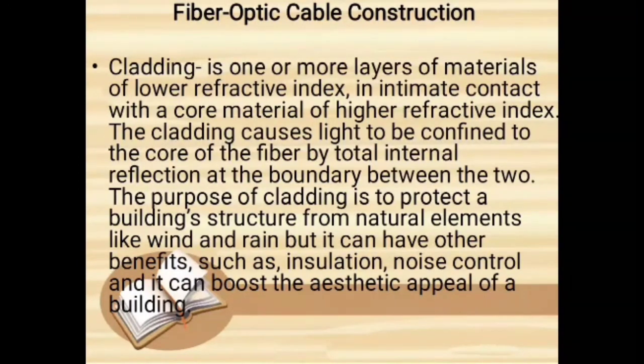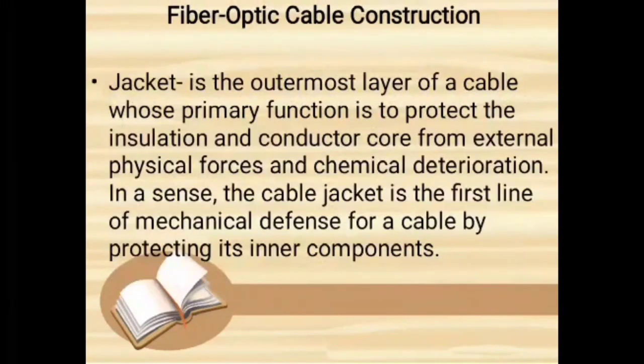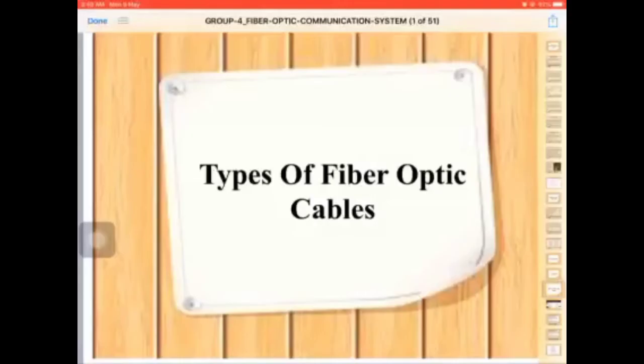The purpose of cladding is to protect a building structure from natural elements like wind and rain, but it can have other benefits such as insulation, noise control, and it can boost the aesthetic appeal of the building. Jacket is the outermost layer of a cable whose primary function is to protect the insulation and conductor core from external physical forces and chemical deterioration. In a sense, the cable jacket is the first line of mechanical defense for a cable by protecting its inner components.